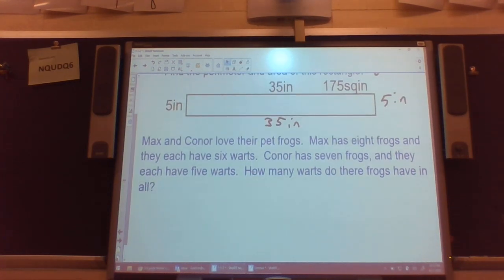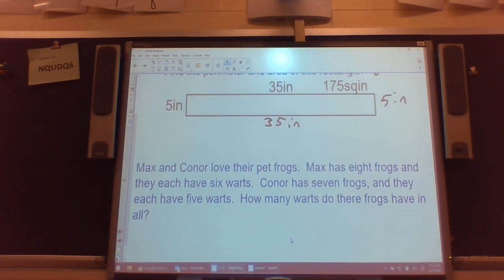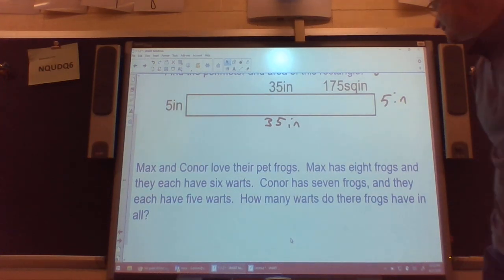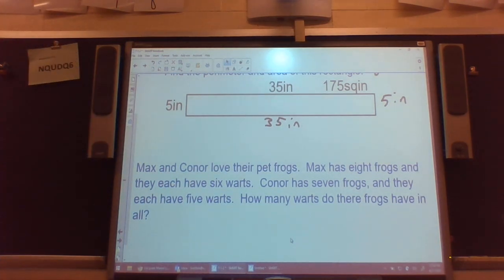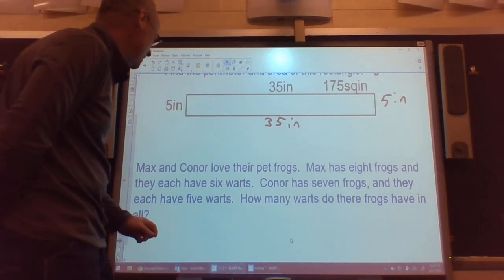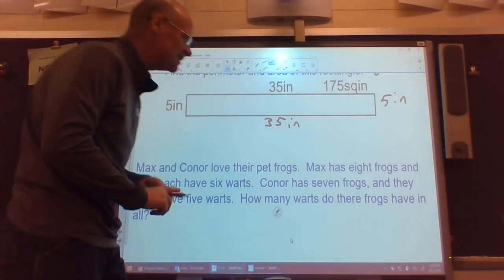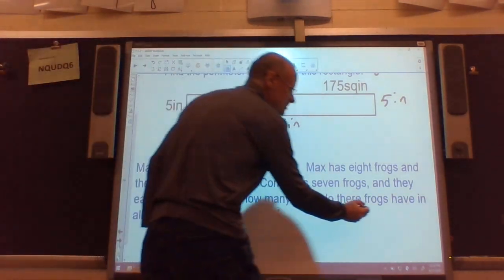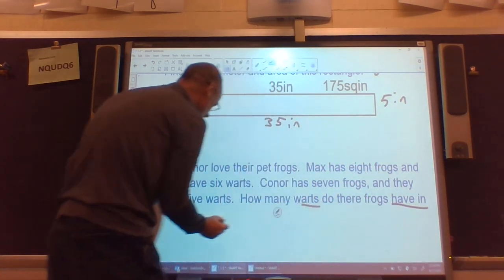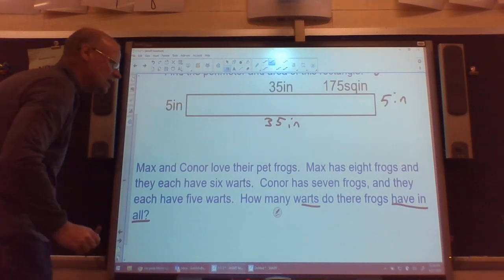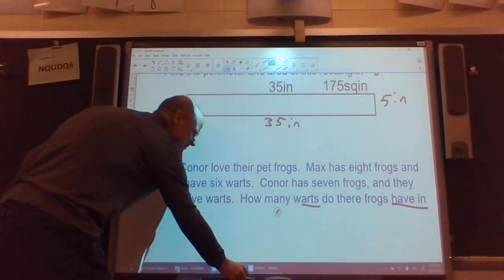And let's go and do our word problem. So, Max and Connor love their pet frogs. Max has 8 frogs, and they each have 6 warts. Connor has 7 frogs, and they each have 5 warts. How many warts do they have in all? Of course, I like to look at my last part first. I want to know how many warts they have in all. So I know I have to get a total on this.